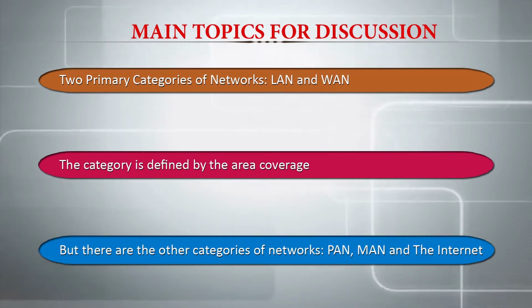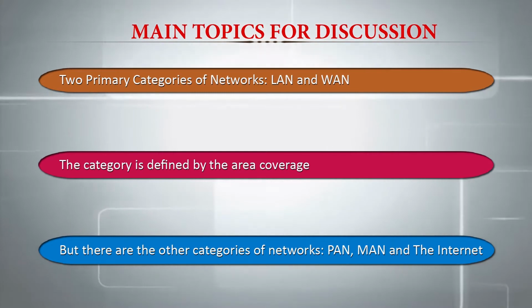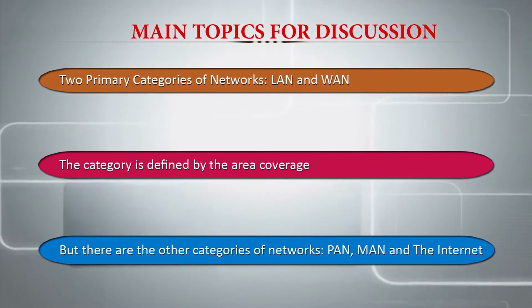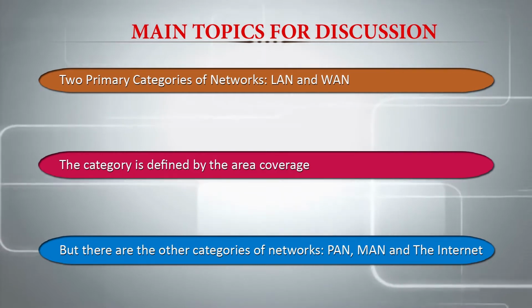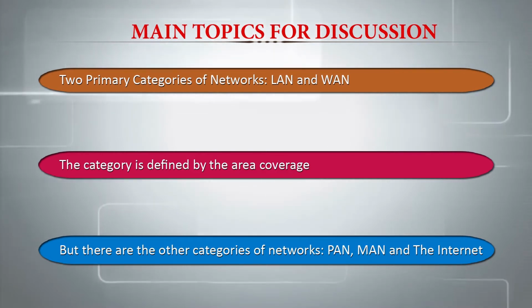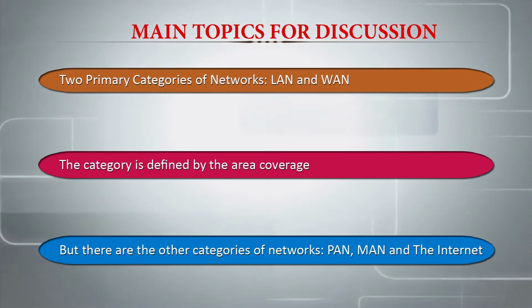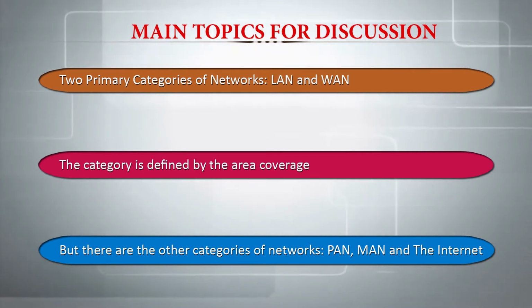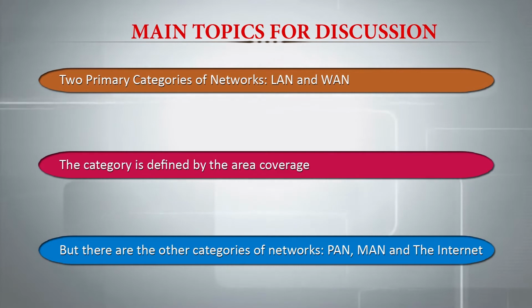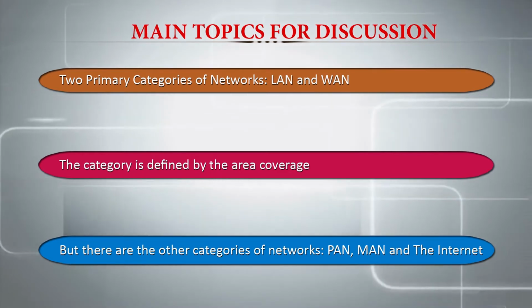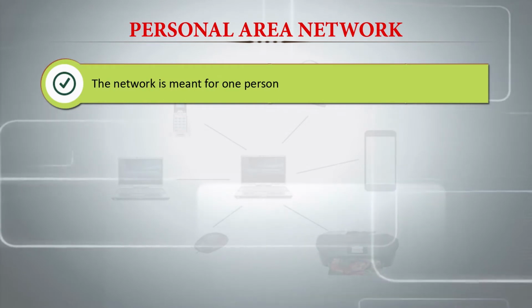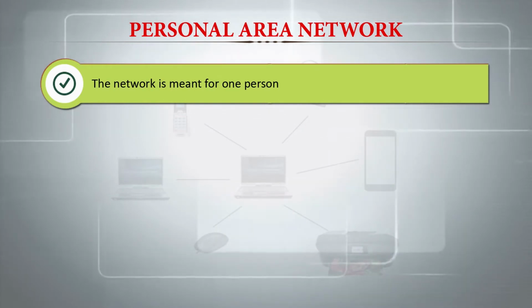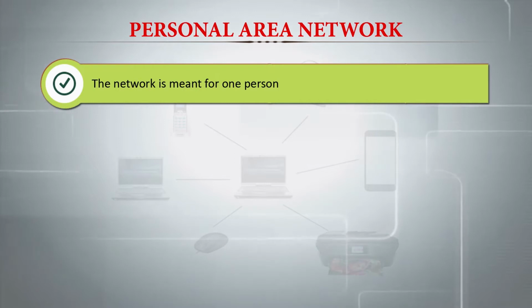But there are other categories of network which we don't use as often: the PAN, personal area network, the metropolitan area network, and of course the internet. The internet is not normally put as a separate kind, but because of its interesting characteristics, we have put it into a separate kind of network. A personal area network is meant for one person, whereas the others are meant for a group of people.